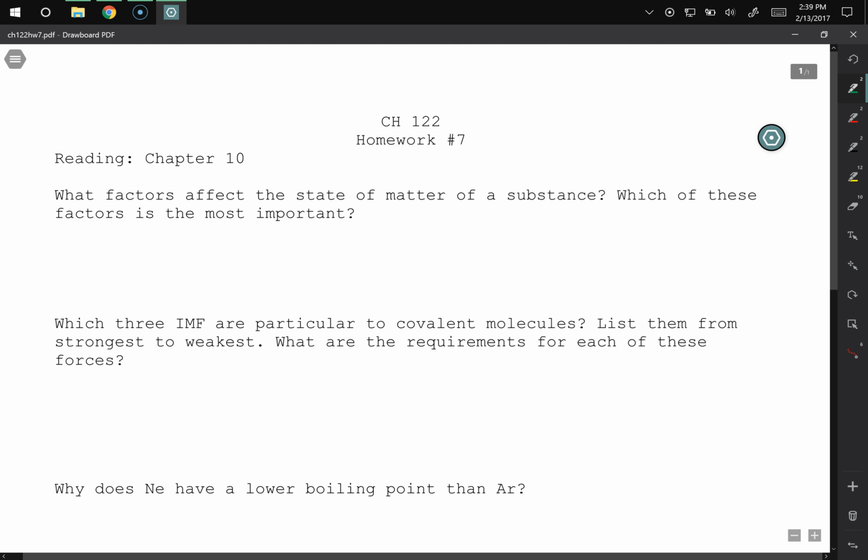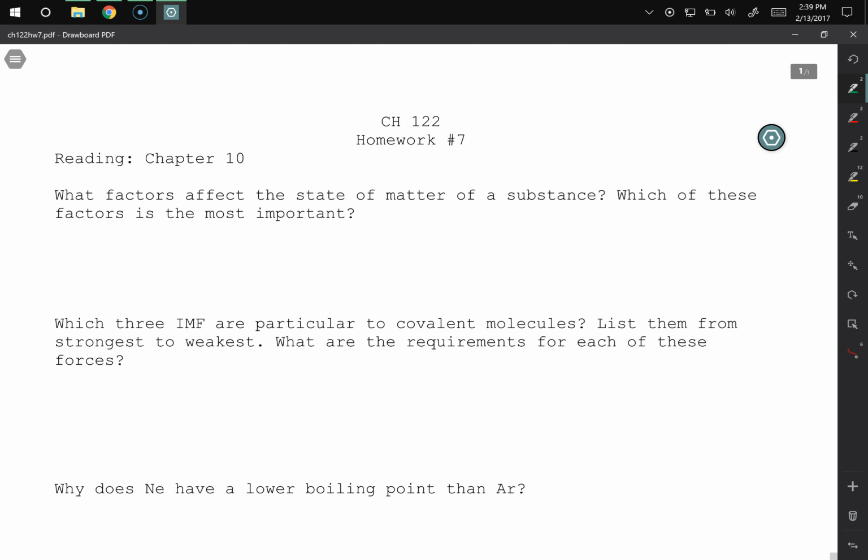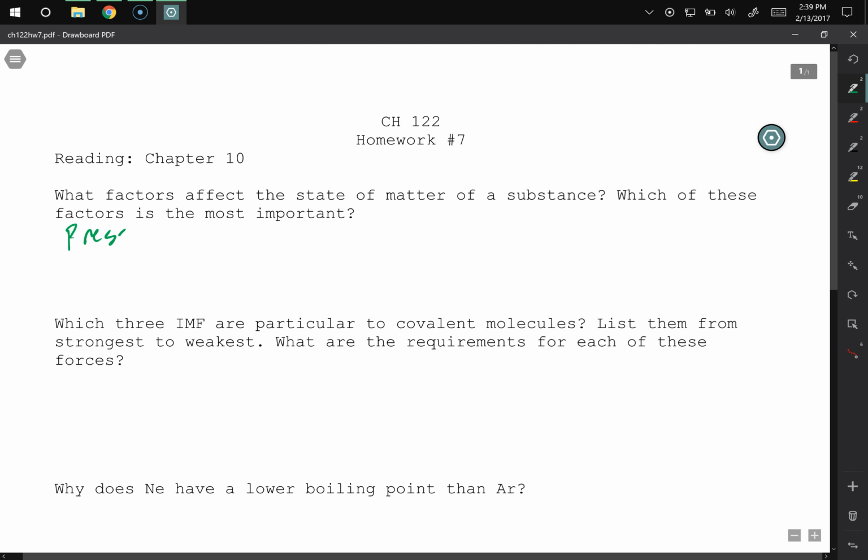Okay, so this first one, these factors that affect the state of matter, what are the two factors? What are the two most important factors, or what are factors? Pressure, temperature, and intermolecular forces. Okay, pressure and temp and intermolecular forces. The other way you could say this intermolecular forces one, you could say this is the actual particular substance that you're talking about.